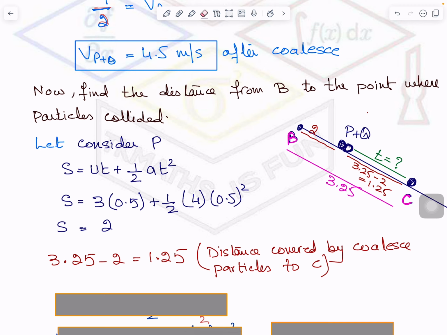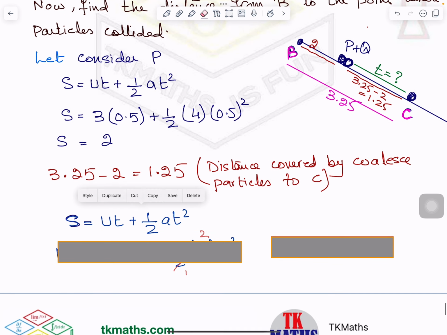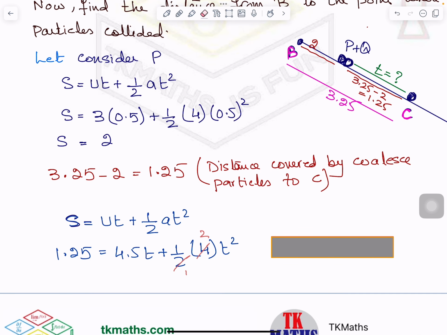So now, from the position where the two particles were colliding to position C, the distance is 1.25, and the velocity I also know is 4.5. So using 4.5 and 1.25, I can calculate the time easily. I've substituted 1.25 and 4.5. This is my velocity when the particles were combined and moving onward towards C, and this was the distance they have to cover. So it will take 0.25 seconds. So I hope you understood.